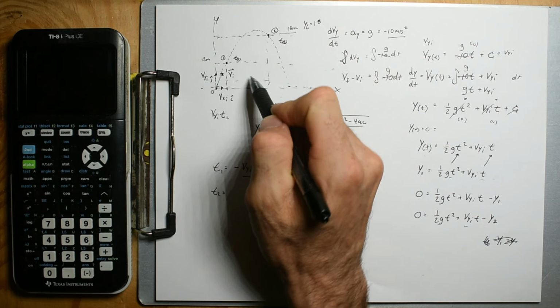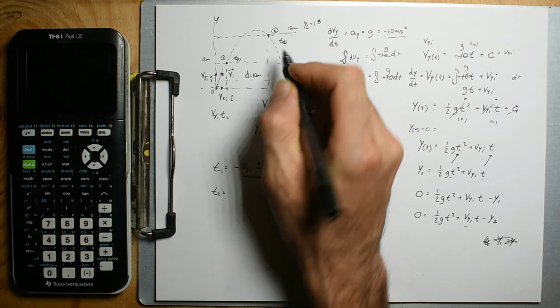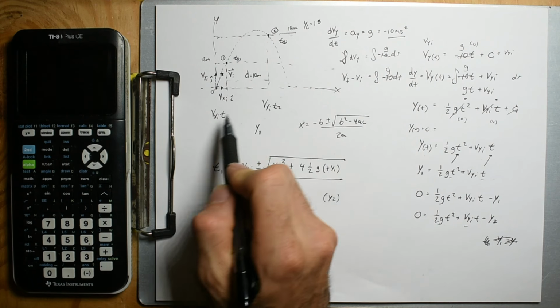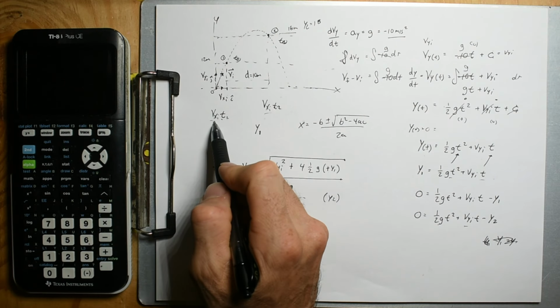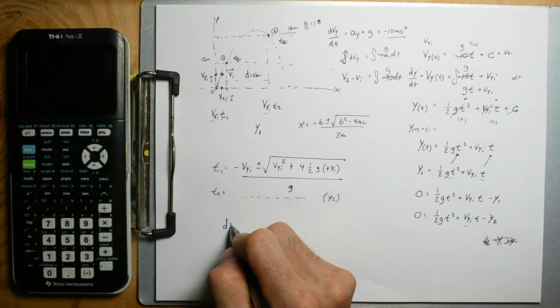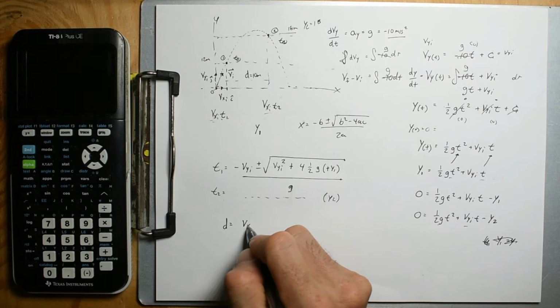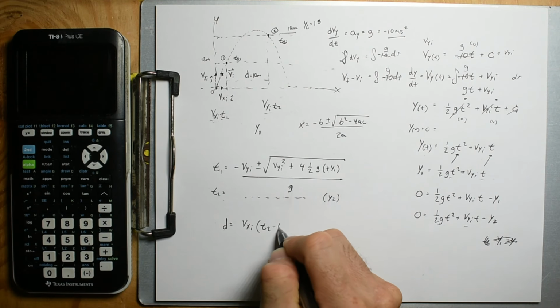The difference here is going to be d, and we want that to be 10 meters. That's going to be this minus this. They're both a function of the velocity initial in the x. So I'm going to say d is equal to velocity initial x times t2 minus t1.